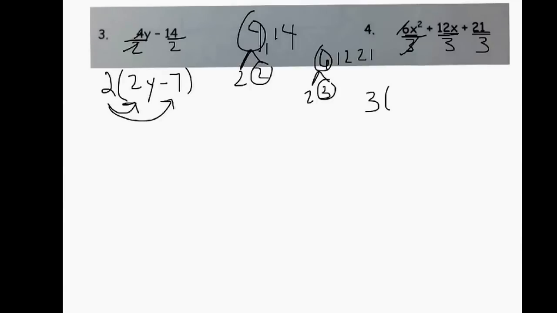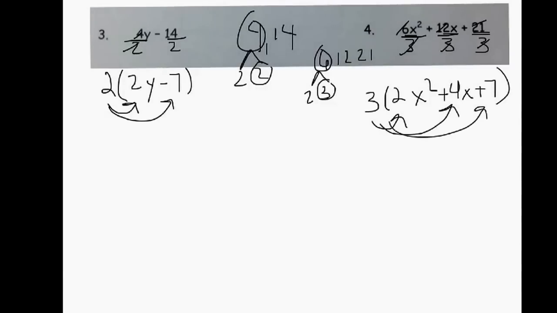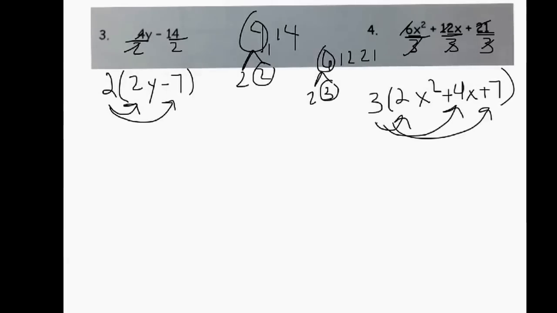3 goes into 6 2 times with an x squared. 3 goes into 12 4 times with an x. 3 goes into 21 7 times. Triple rainbow to check. 6x squared, 12x, 21.